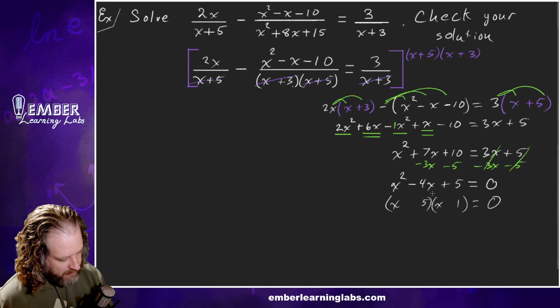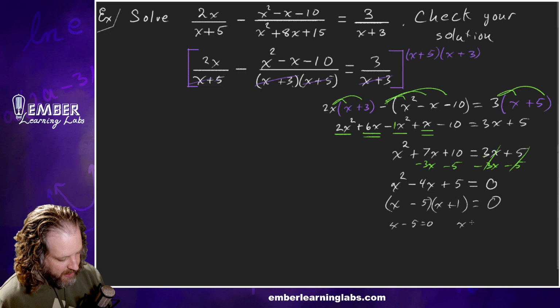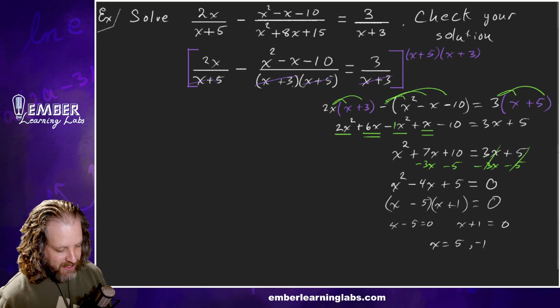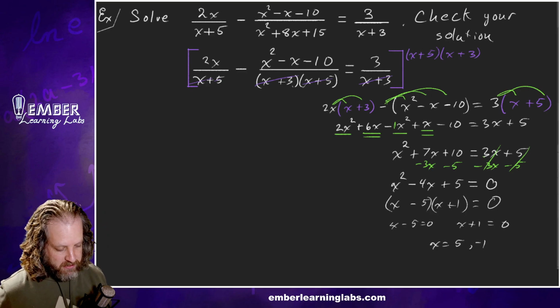5 and 1. Can we get a negative 4? We can if we put negative 5 and positive 1. So then we're going to set x minus 5 equal to 0 and x plus 1 equal to 0. And we're going to end up with x equals 5 and negative 1. Great googly moogly. Let's check it and see what happens.